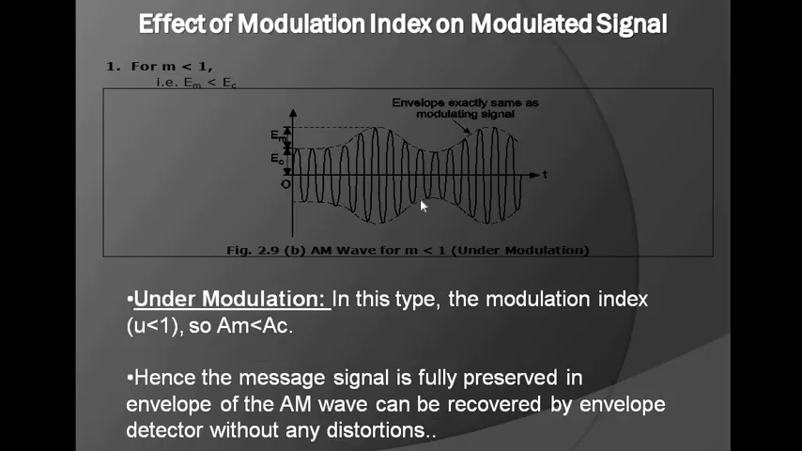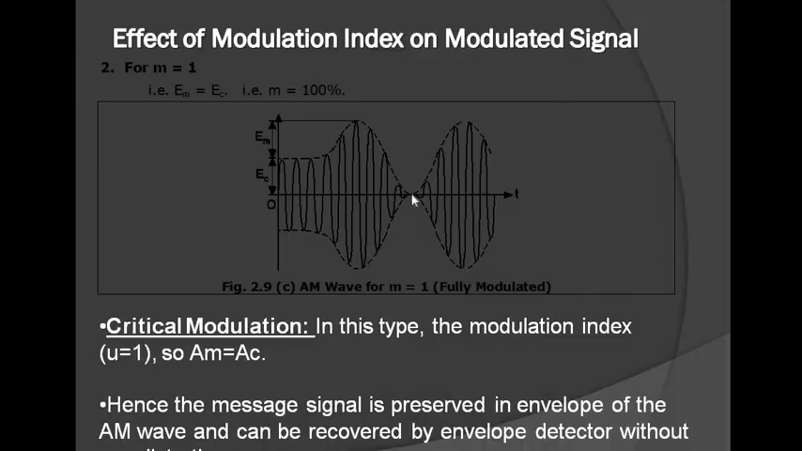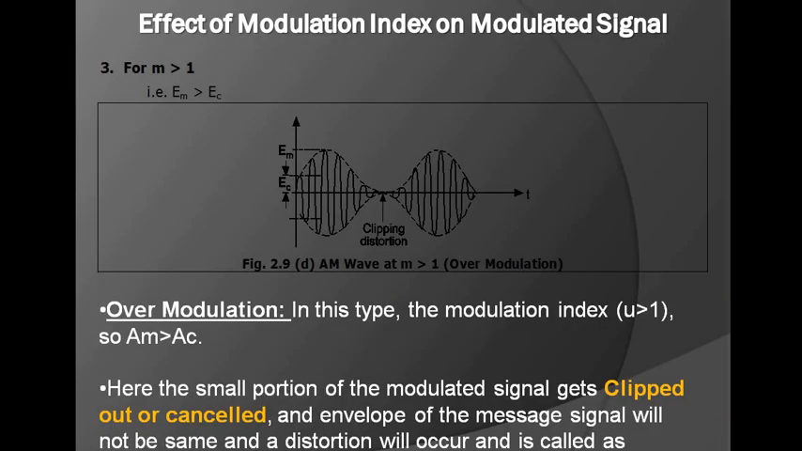Here in under modulation, it is not reaching the zero amplitude axis. In critical modulation, it does not go beyond, but it just reaches the zero amplitude axis, and there is no loss of data. There is no loss of your message signal, and the message signal and the carrier signal are completely preserved in the envelope. So this is a very good kind of modulation, and critical modulation is where your mu value equals 1, meaning the amplitude of your message signal and the carrier signal are the same. Now let's go to the third one, over modulation.